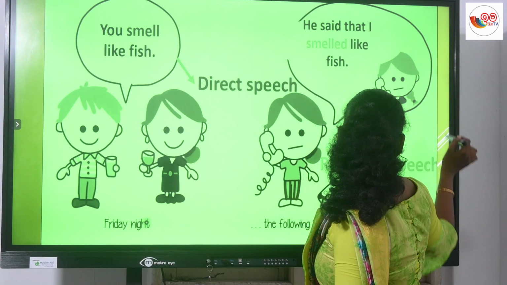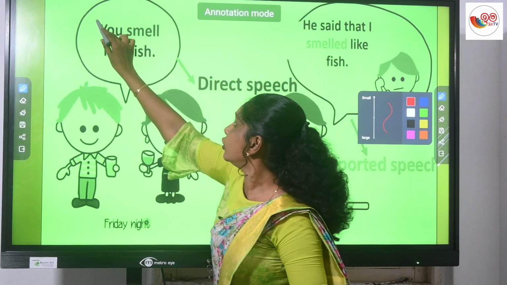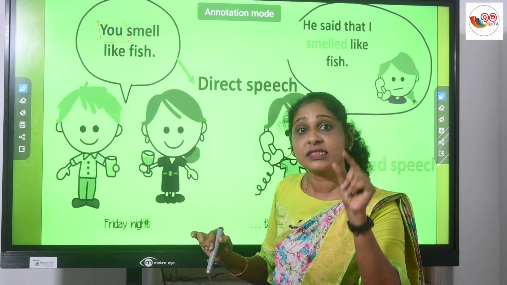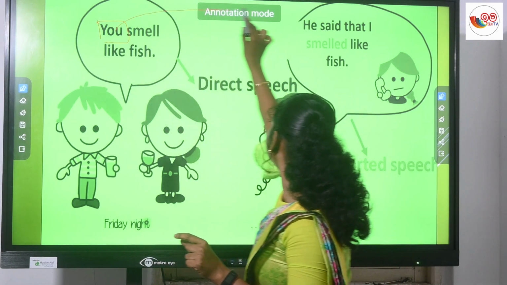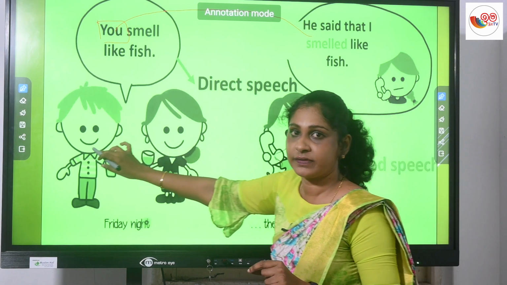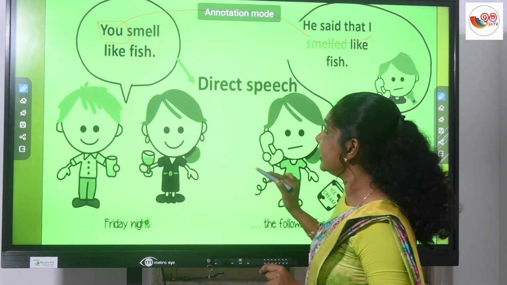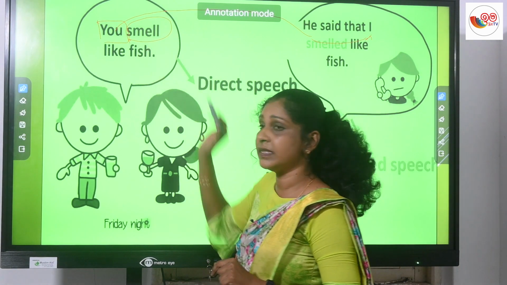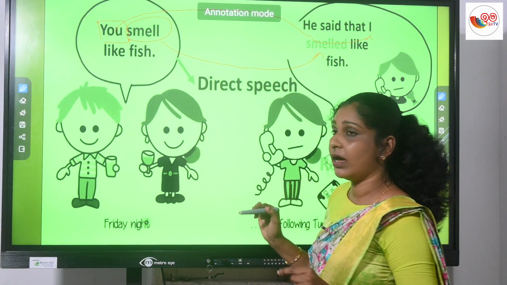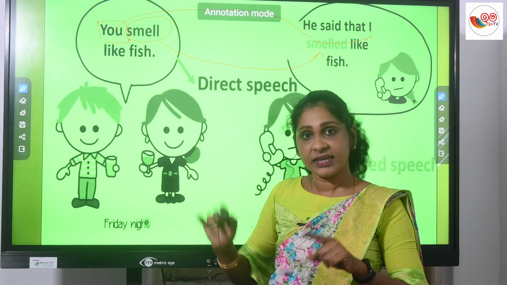So how can you change it? First you have this word, you. So if you have you as subject pronoun, how can you change it? He said. For example, he said, I smell, simple present. So you have to change into simple past. I smelled like fish. He said.